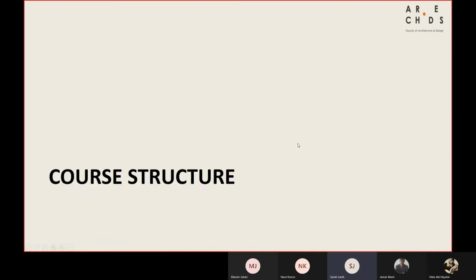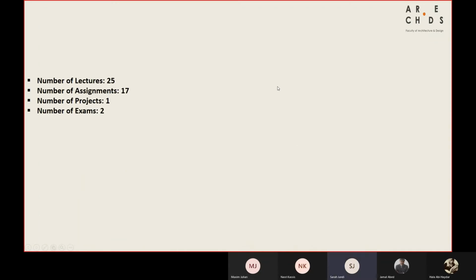Course structure. The number of lectures given in this course was 25, and there were 17 assignments, 1 project, and 2 exams.